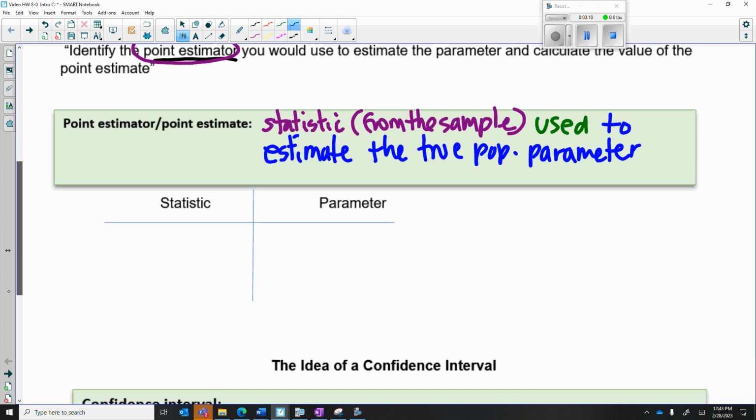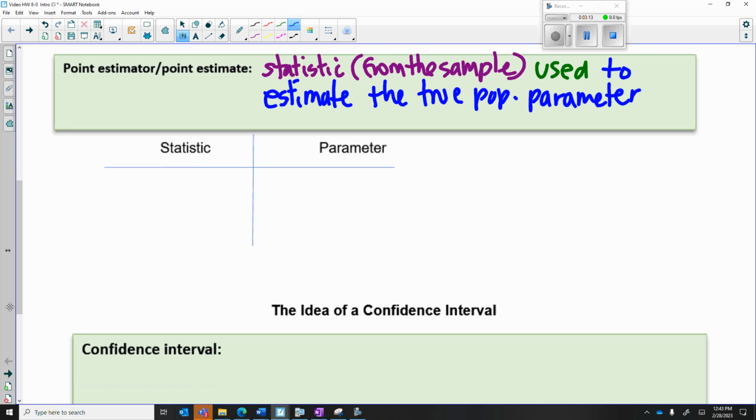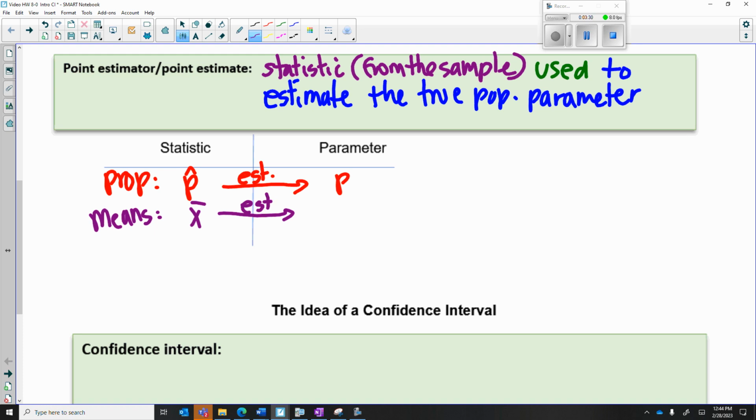Okay, so in this class, the statistics that we use are, if we're talking about proportions, the statistic is p hat, and it's used to estimate p, the true proportion. If we're talking about means, the symbol is x bar, the sample mean, and we use it to estimate mu, the true population mean mu. And if we're using standard deviation, the symbol is S for the sample statistic, and we use it to estimate sigma, which is the population number.